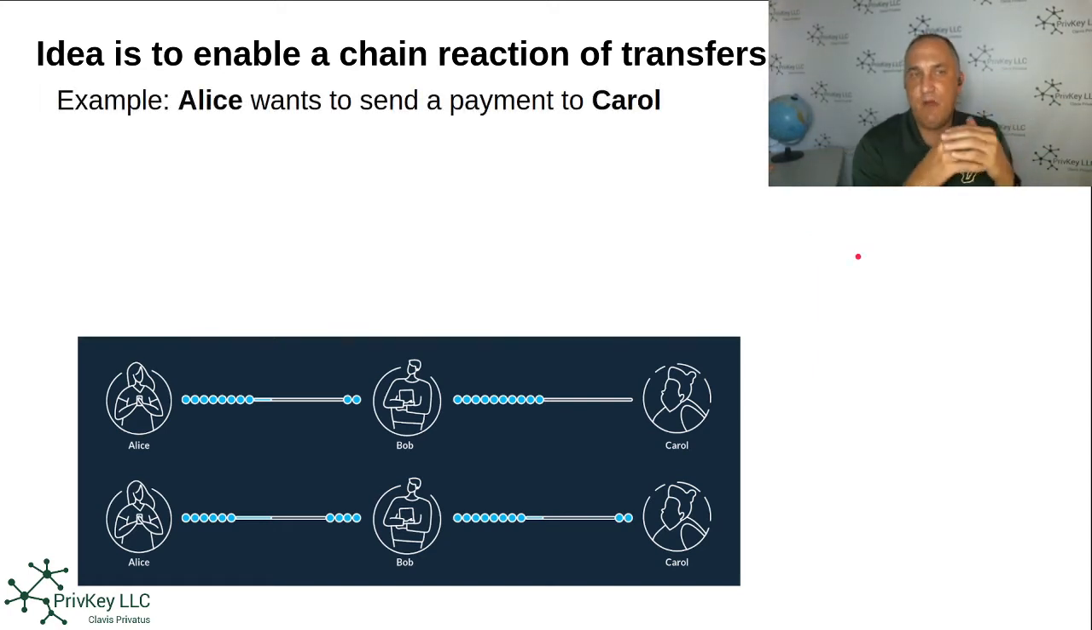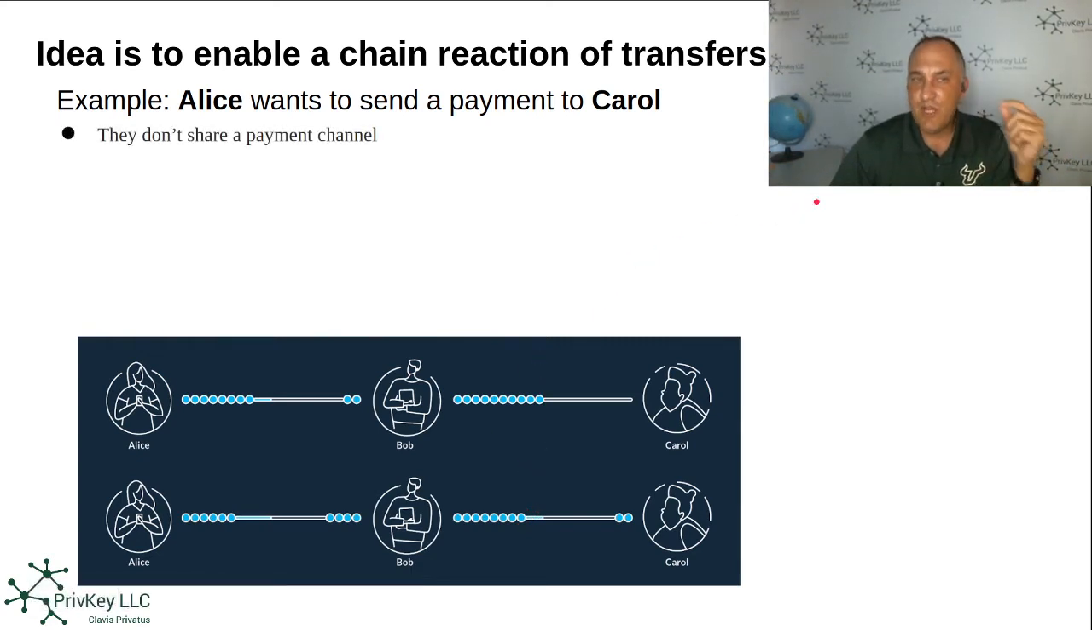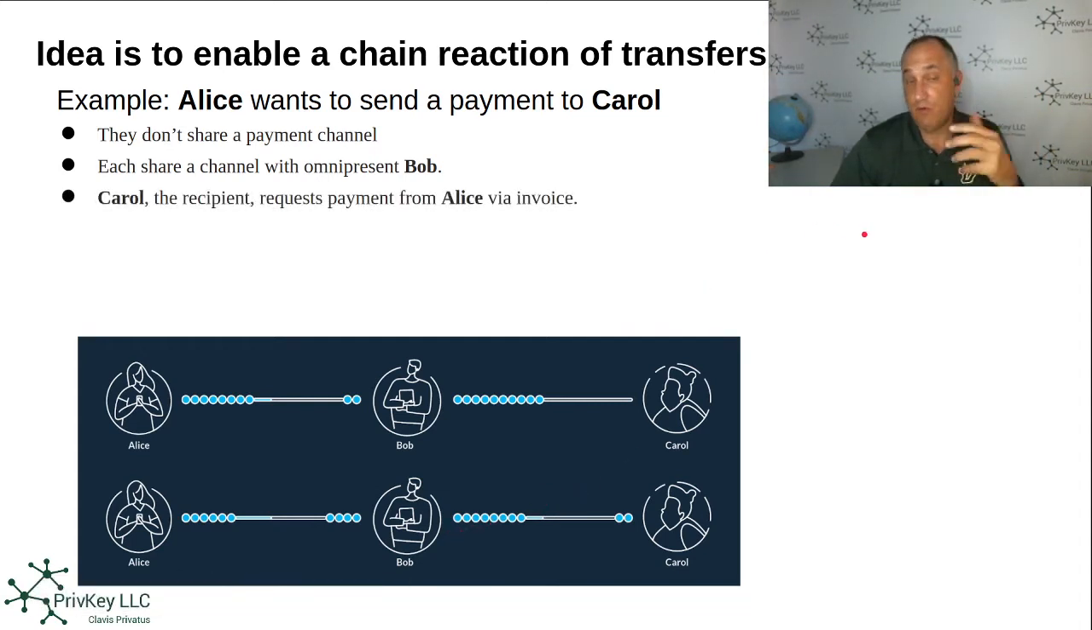So in this example, Alice wants to send a payment to Carol. So Alice sends to Carol. But Bob is the only common denominator in this case. So in this case, Bob has 2 channels, one to Alice and one to Carol. Different types of setup, right? Different amounts. So they don't share the payment channel. So Alice and Carol don't share that. So each shares a channel with the omnipresent Bob. Bob is always there, and has enough liquidity to be able to send those beads over to Carol, or if Carol wants to send to Alice, the same idea.